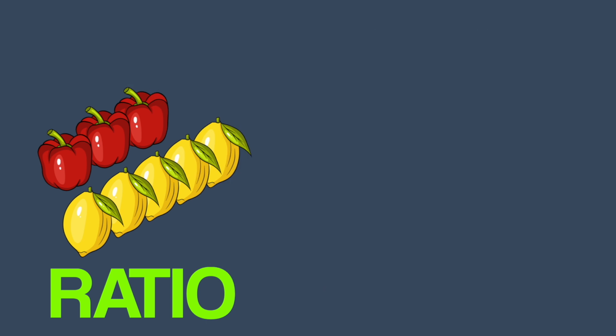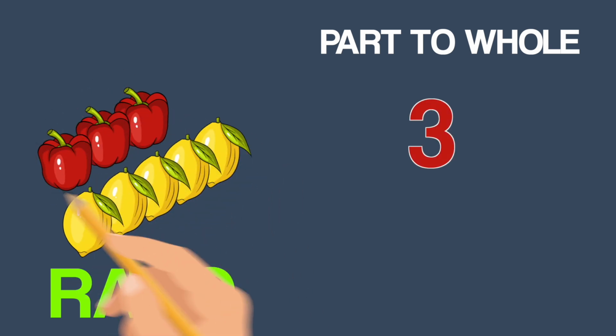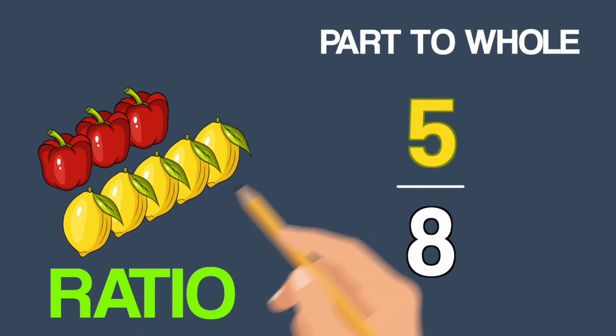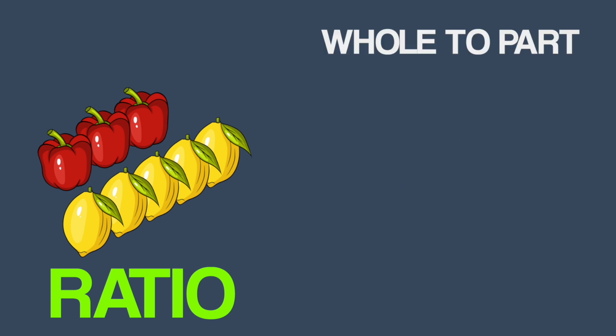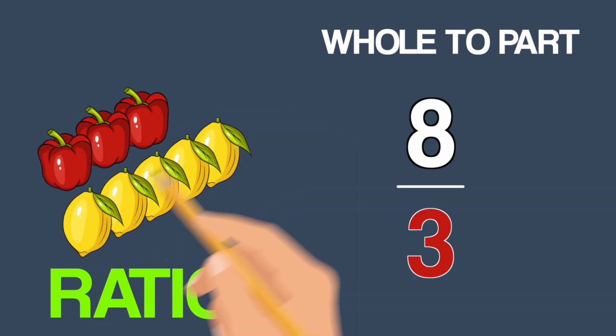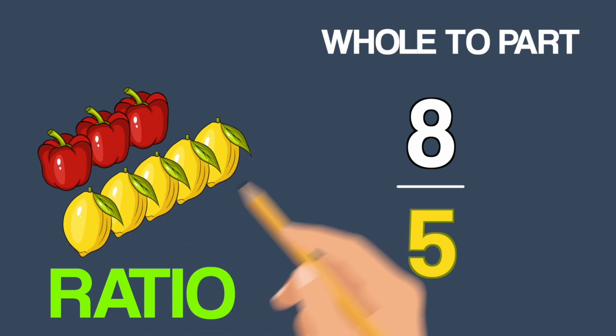A ratio can also compare a part to a whole. We have 3 bell peppers to 8 total vegetables. Or 5 lemons to 8 total vegetables. We can also use ratios to compare whole to part. So we have 8 total vegetables to 3 bell peppers. Or we have 8 total vegetables to 5 lemons.